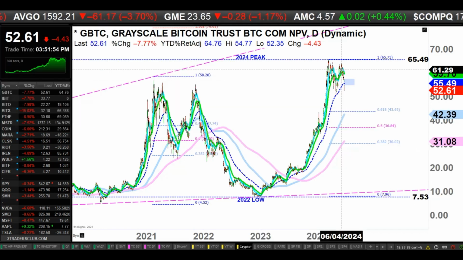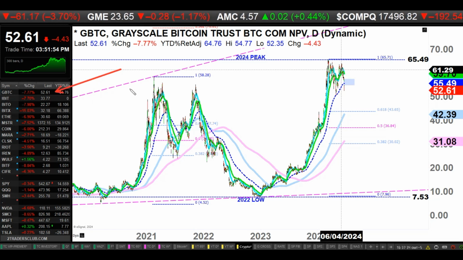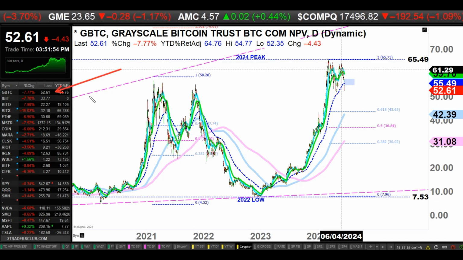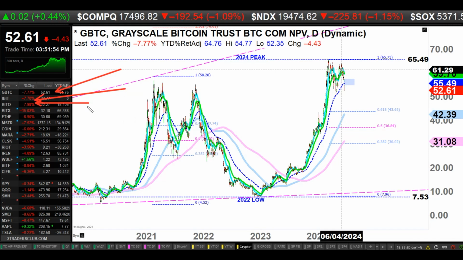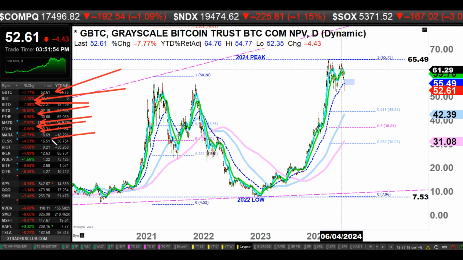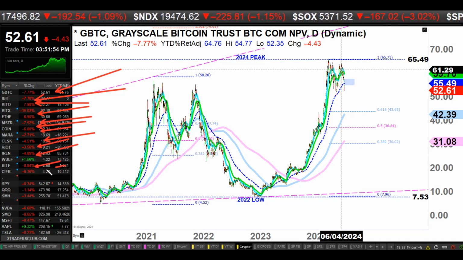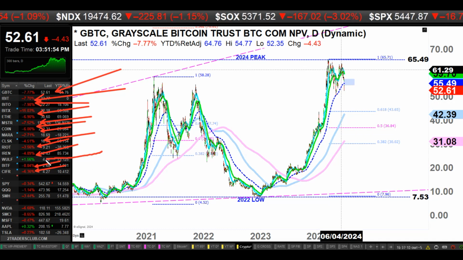Seeing that we got Bitcoin and a lot of these crypto miners are down quite heavily, as you can see. Grayscale Bitcoin is down 7%, along with Ethereum down 7%, MSTR, and pretty much every single one of these crypto miners are down close to 5% or so. It looks like the only thing green today is Wolf.